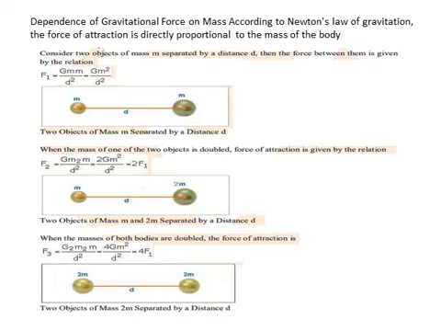So what do we conclude from this? When the masses of both the bodies are doubled, then the force is increased by 4 times. So this is a very important calculation based on the formulas, and this is a repeated important board question.